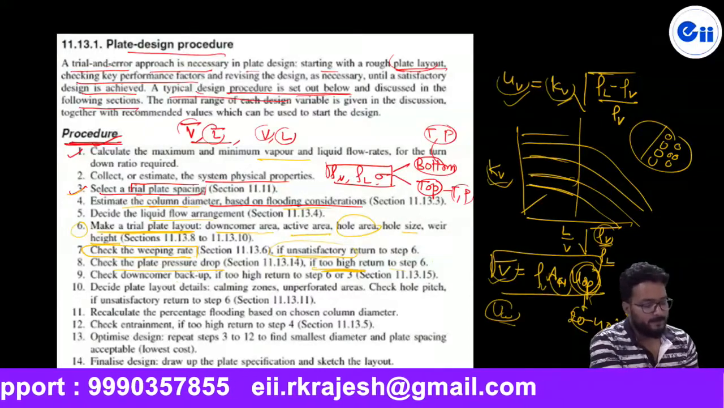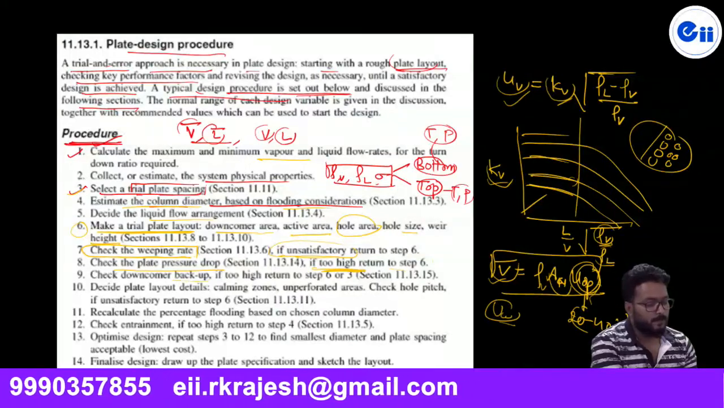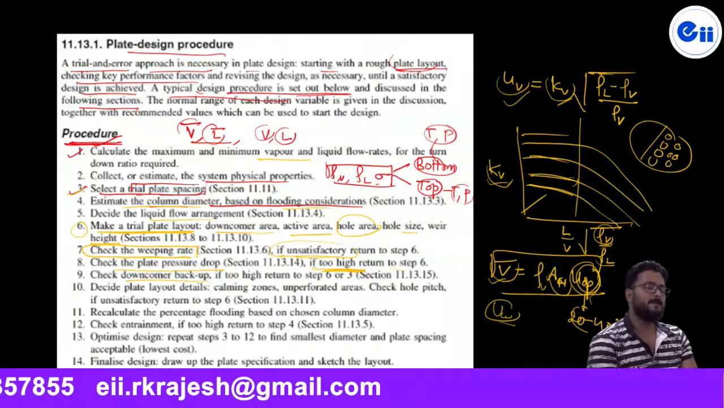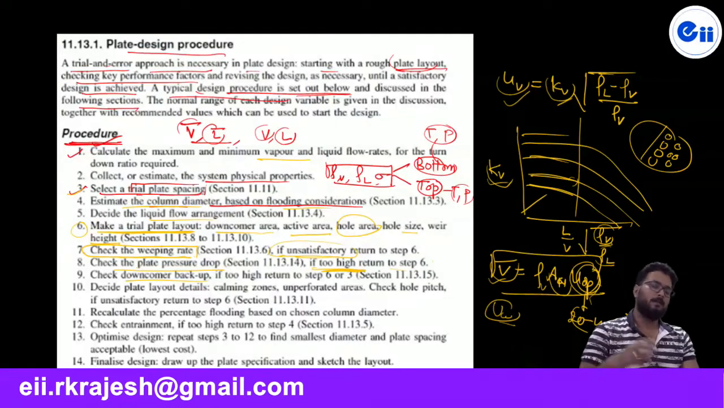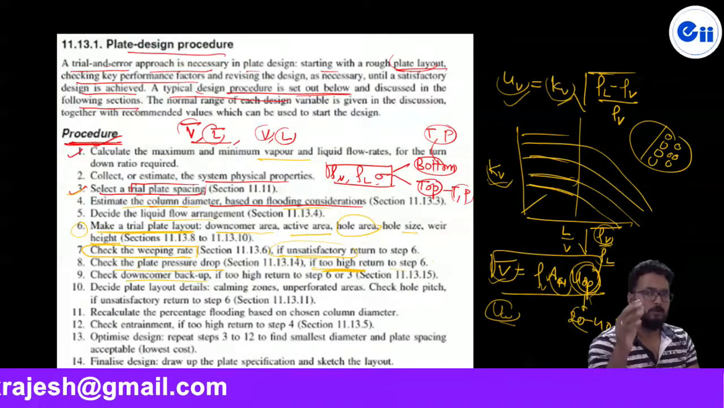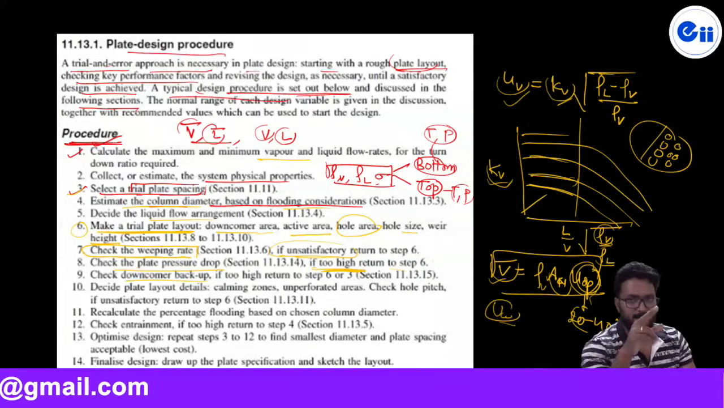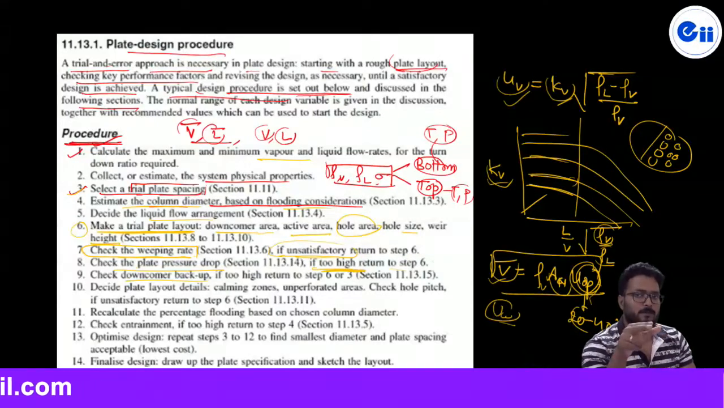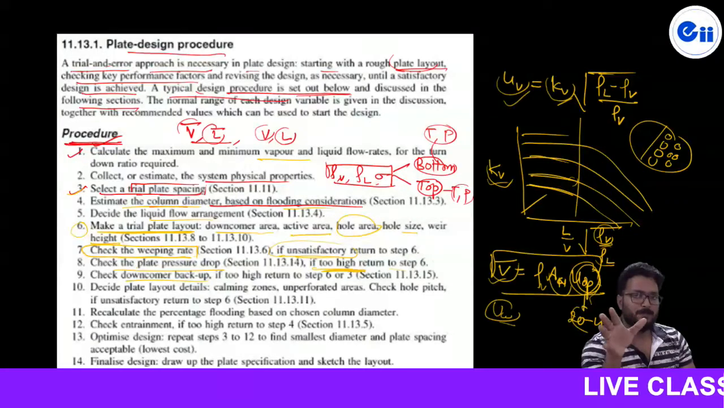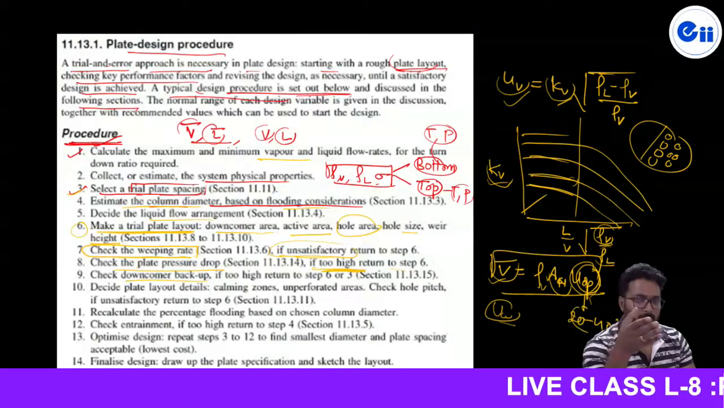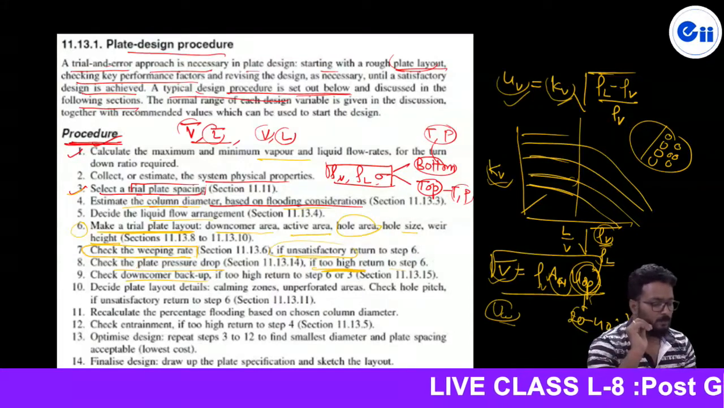Thereafter, check the downcomer backup. Downcomer backup means the height of the liquid in the downcomer, and the height of the liquid in the downcomer is equal to, I told you the formula for this, HFL plus 2 times beta into SW plus HOW, and plus HD. Okay, that I have told you in the last lecture.